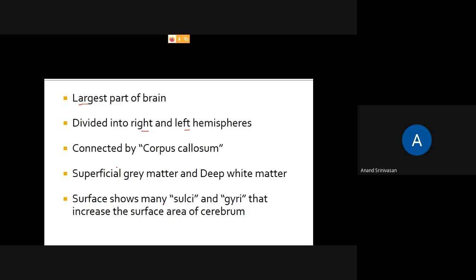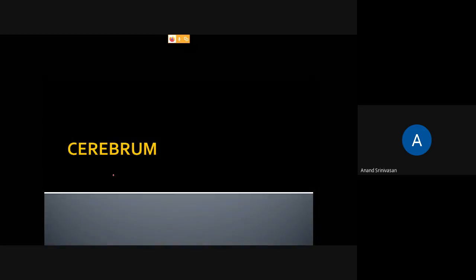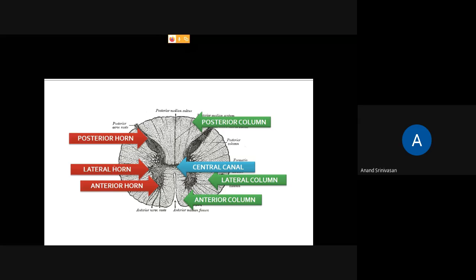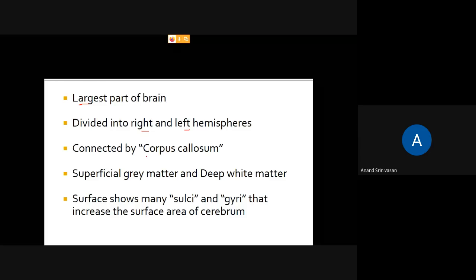Now, in the spinal cord, I'll just show you here. See, this is the spinal cord. You can see the gray matter is in the center, and the white matter is outside. But contrarily, in the cerebrum, the superficial part is gray matter and the deep part is white matter. Whereas in the spinal cord it is opposite: the gray matter is deep and the white matter is superficial.